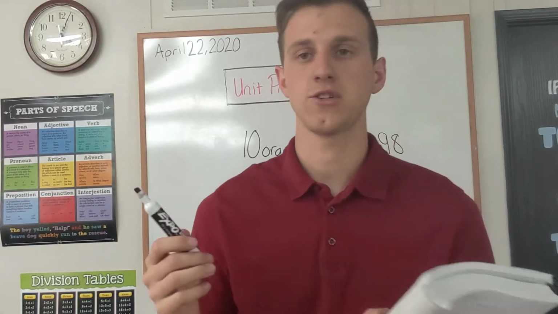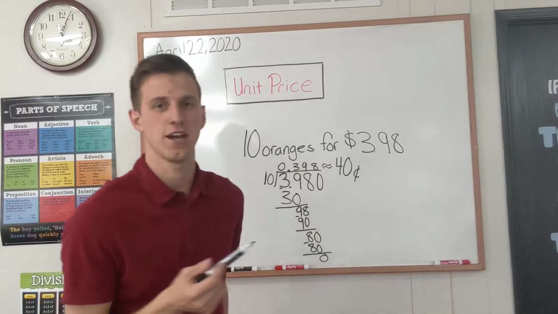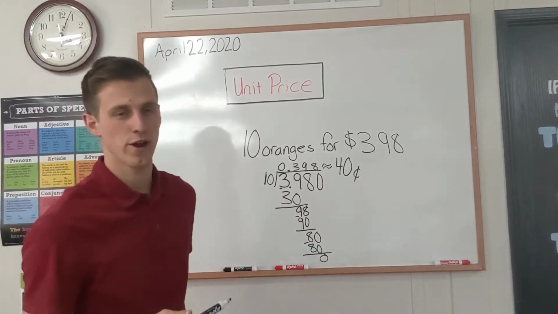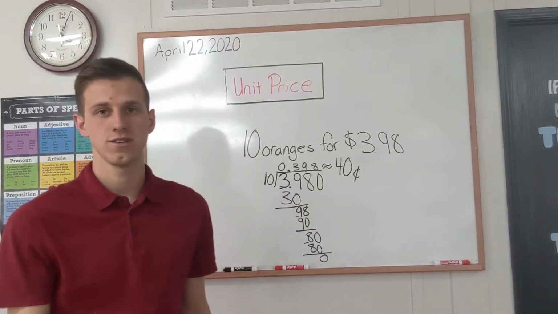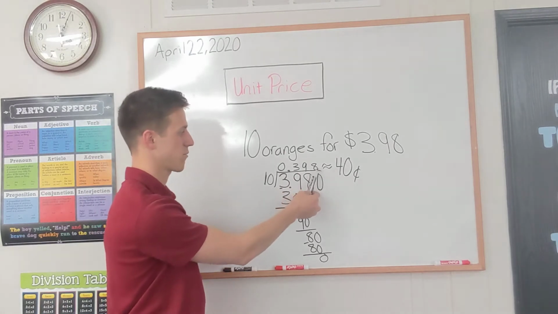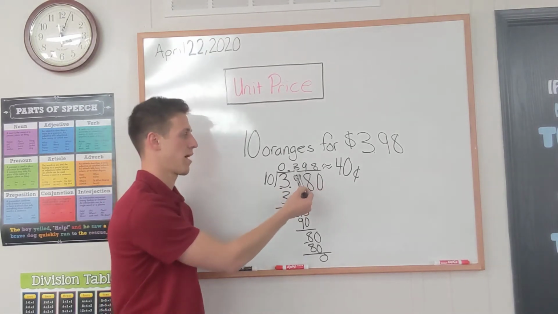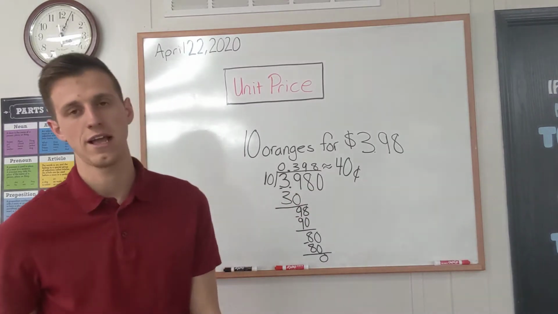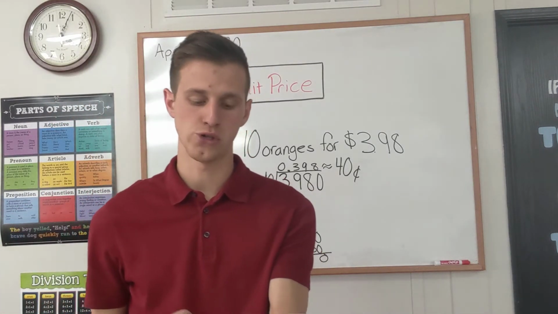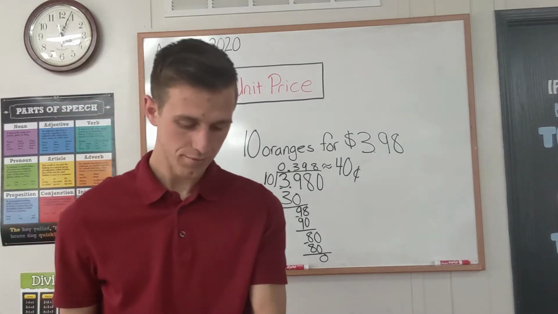All right, now that you guys are all finished, let's check it because I know you guys got it right, but let's go over it anyways. So we should have come up with 398 thousandths to our cent. We're rounding to our nearest thousandths. So we round 39 cents to 40 cents for our answer of how much each orange cost, all right?